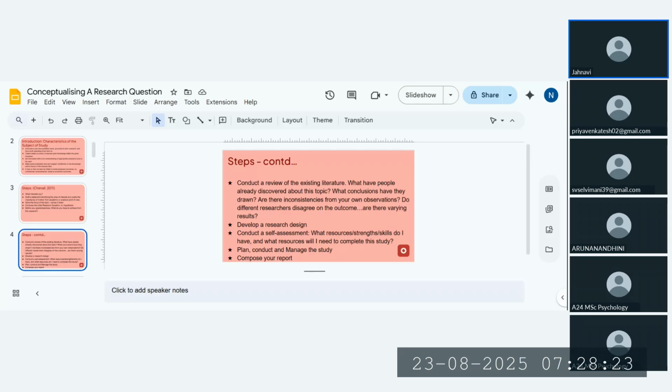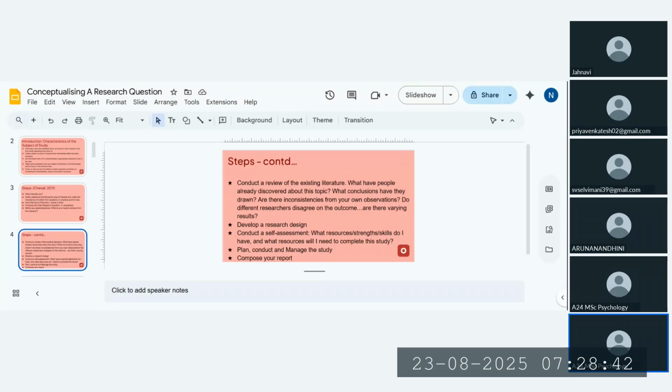Am I back online? Yes, now we are able to hear you. Okay, the current went, so I just put it on my phone's hotspot again. Sorry. What was I saying?